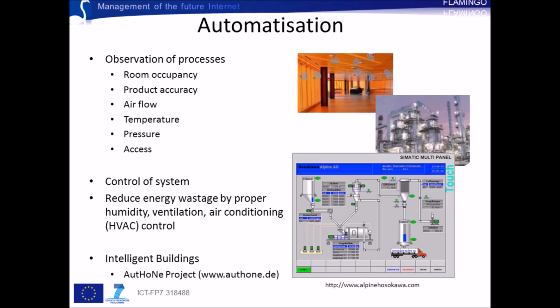For example, in industry, you want to control a system in order to reduce energy wastage by proper humidity, ventilation, or air conditioning control. An example for office spaces with intelligent buildings and automation is the Autone project, where you should look on the homepage when you want to have more details.